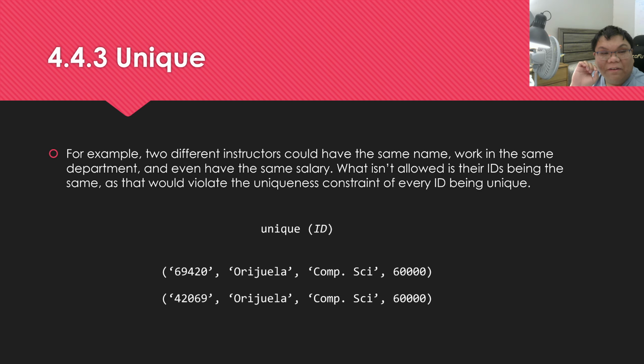However, if we had our primary key to be all 4 attributes somehow, that is ID, name, department, and salary. If somehow our primary key was all 4 attributes, really it shouldn't, but even if that were the case, you could have 2 instructors with the same name, working in the same department, and with the same salary. You can have all of those be the same, but at least one attribute must be different between the 2. And in our case, this would be the ID.